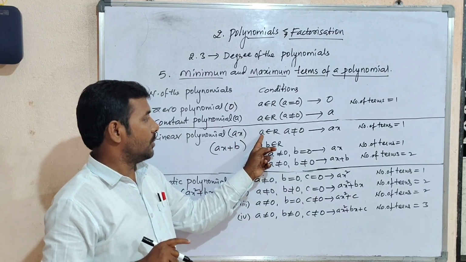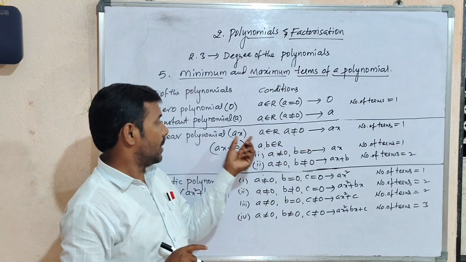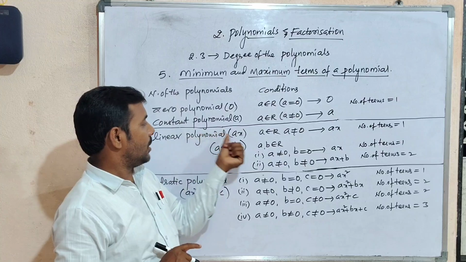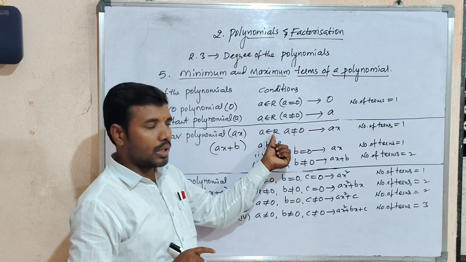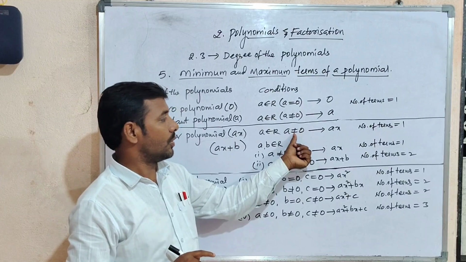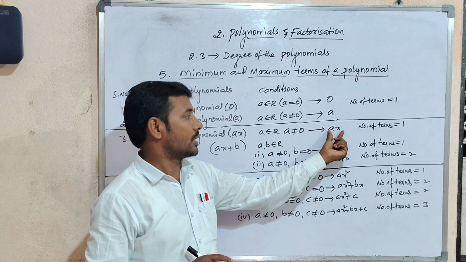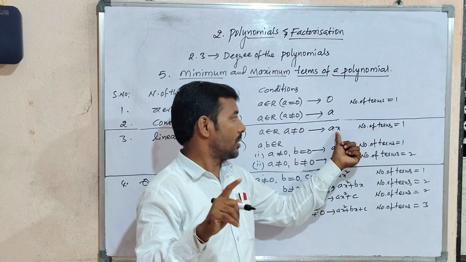Where A belongs to real numbers, A is not equal to 0. So based on this, Ax is one of the linear polynomials. The conditions are A belongs to real numbers, A is not equal to 0. In that situation, the output is Ax. In this Ax, tell me the number of terms. 1 only, no? Here how many terms are there? 1.